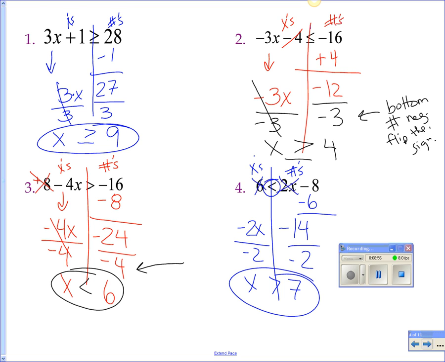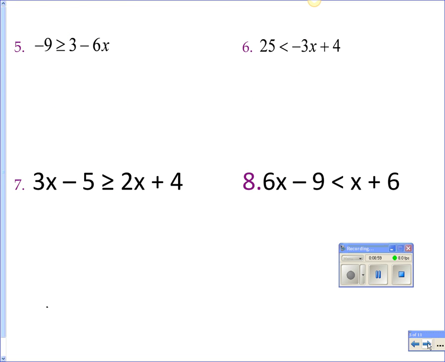Alrighty, let's do number 5. -9 is greater than or equal to 3 minus 6x. All right, Allison, what do I want you to do first? Sarah, what's something that needs to move? And it becomes what? Very good.